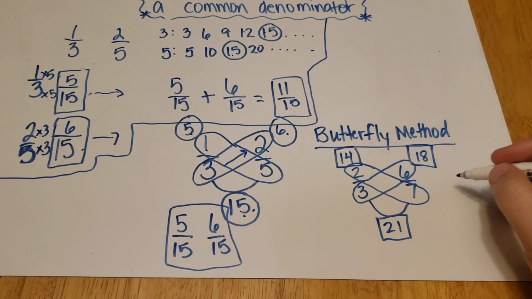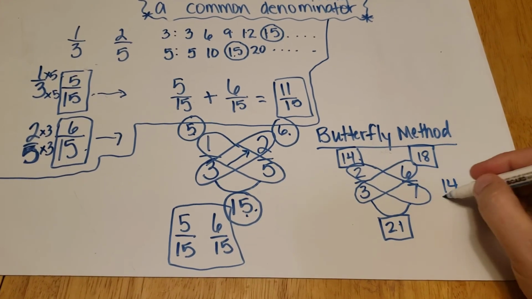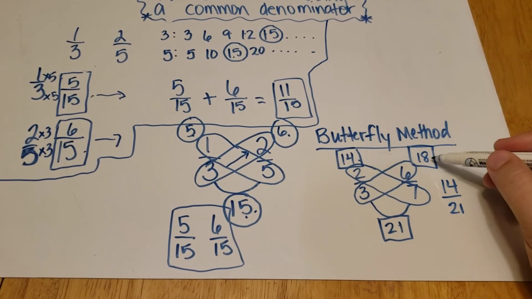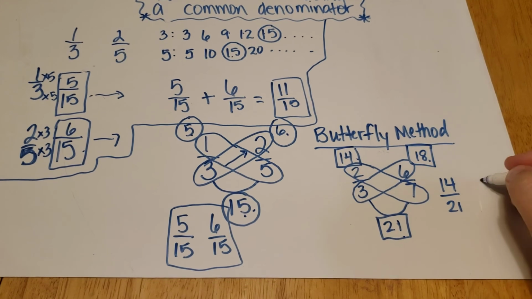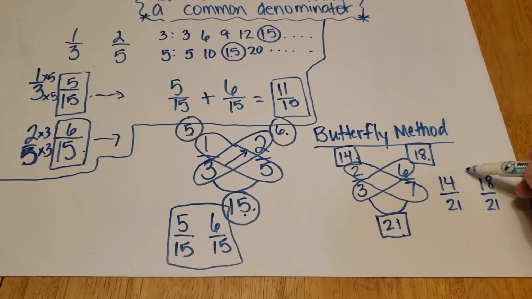So rewriting the fractions, it would look like this: 14/21 and 18/21. And there you have it.